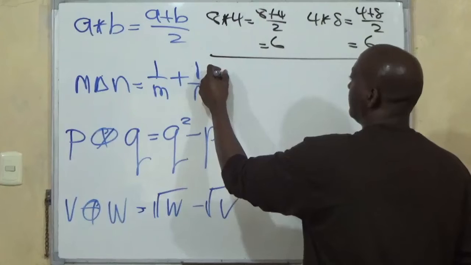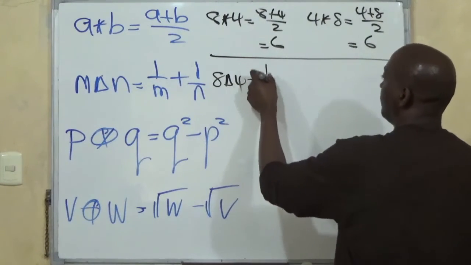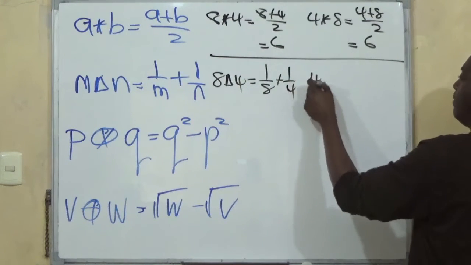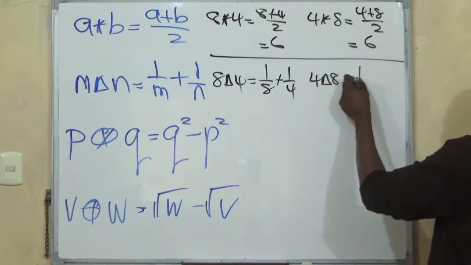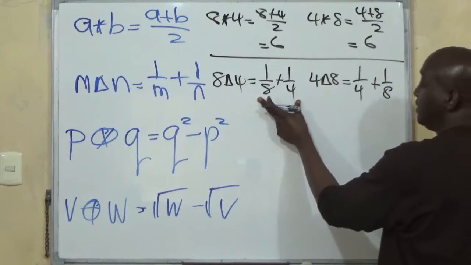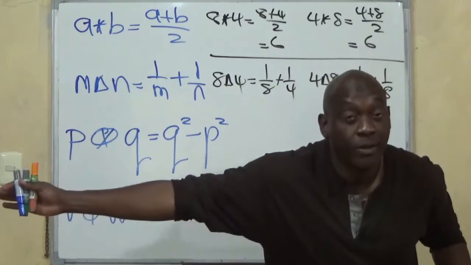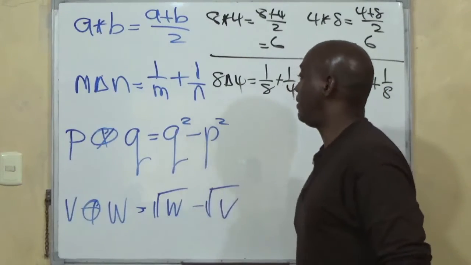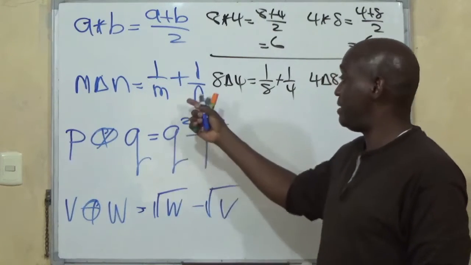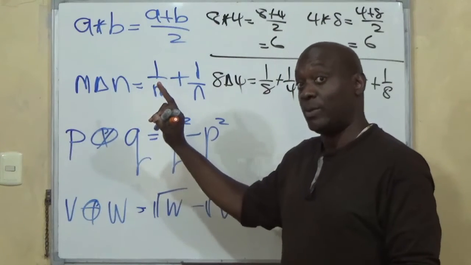If we have 8 triangle 4, that is 1 over 8 plus 1 over 4. And then we have 4 triangle 8, that's 1 over 4 plus 1 over 8. We know addition is commutative, so 1 over 8 plus 1 over 4 will give you the same answer as 1 over 4 plus 1 over 8. No problem again, because we have an operation here that is basically commutative. So if this is a binary operation, then this operation here would also be commutative.